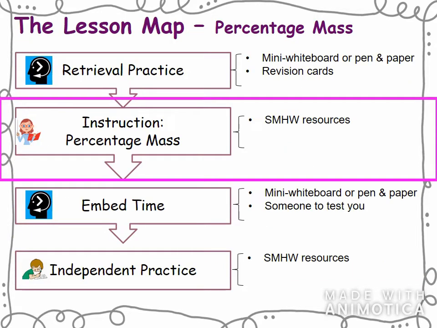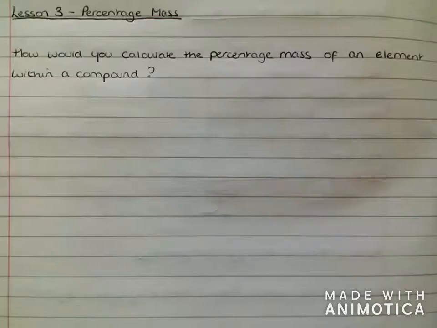We are now going to move on to focus on percentage mass. To do this, you'll need to access the resources on Show My Homework. If you haven't done so already, pause the video and get yourself organised. Today we're going to focus on looking at how to calculate the percentage mass of an element within a compound. So, how would you calculate the percentage mass of an element within a compound?